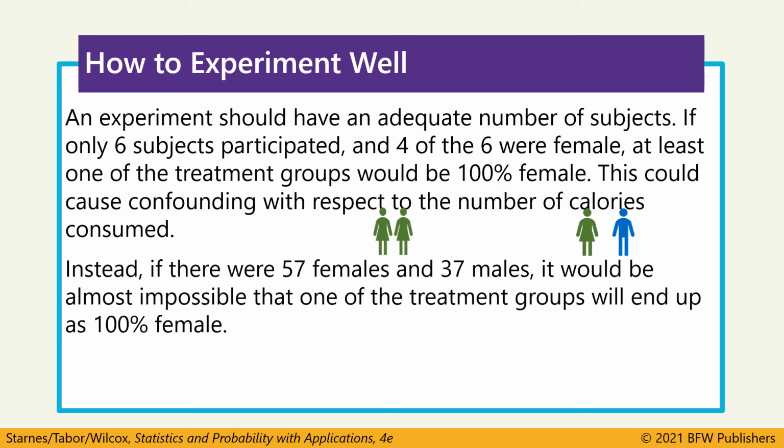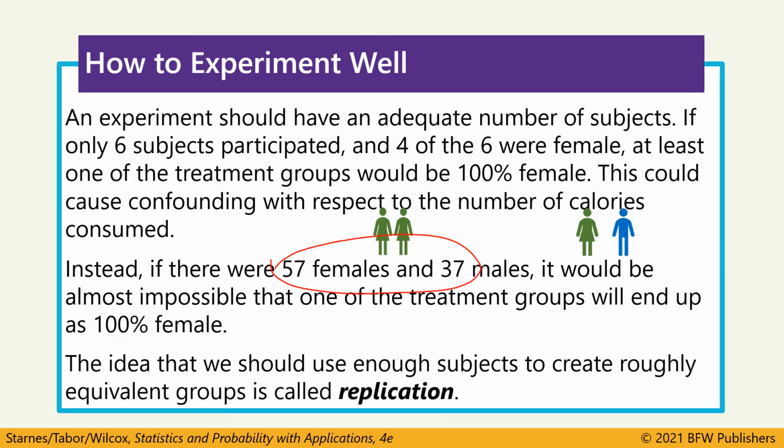So instead, if we had a larger sample size, 57 females, 37 males, again, it doesn't have to be equal. There just have to be enough of them where when we split them up, it creates a balance between them. So in this case, it would be almost impossible that one of these treatment groups would be entirely female if we're splitting up these 94 people into 2 groups. The idea that we have enough subjects to create these roughly equivalent groups is called replication.